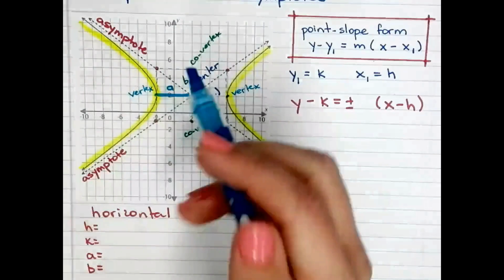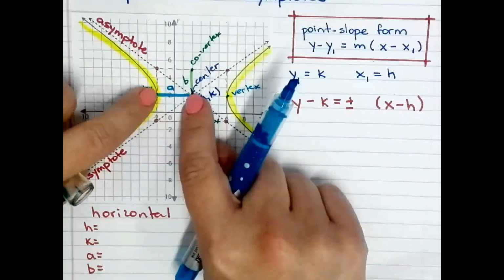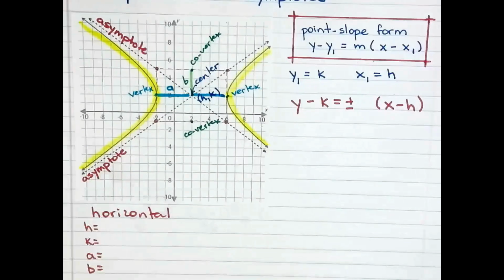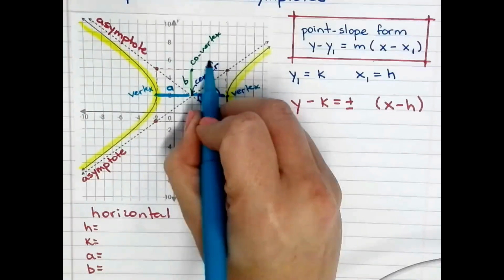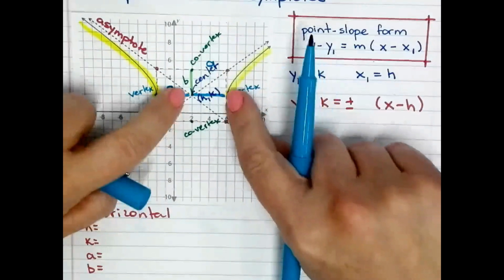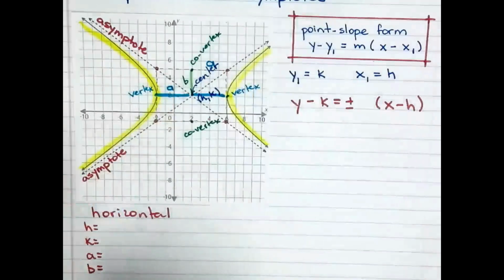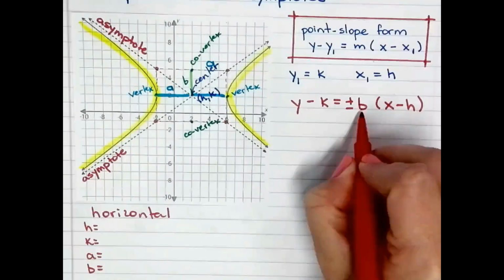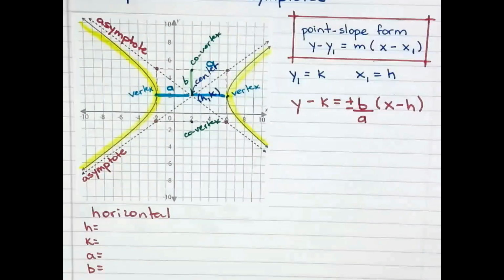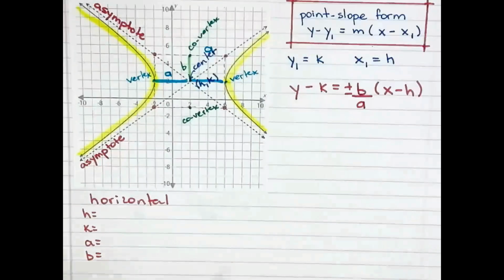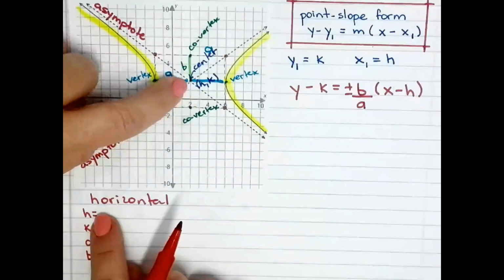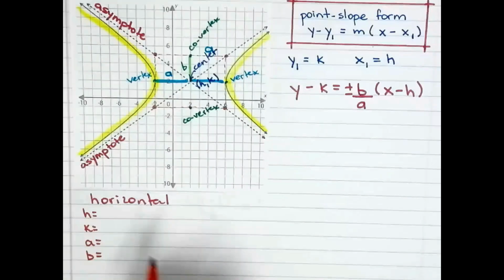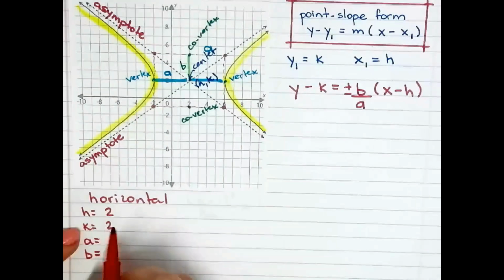If you don't see that, that's fine. But b, if this is a, this is also a. So I'm going over a units every time. So this is a right here. This is the same distance. Okay? So my slope in this case is b, being the rise, over run a. Okay, so h, right there from the center. My center is right there at 2, positive 2. So h is 2, k is 2.